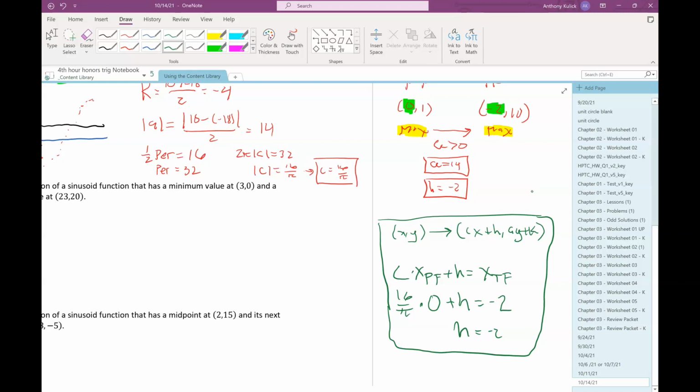Is that okay? And you could do the same thing if you had to find the k value this way. You could do the same thing with the y-coordinate to find the k. Does that make sense? Yeah.